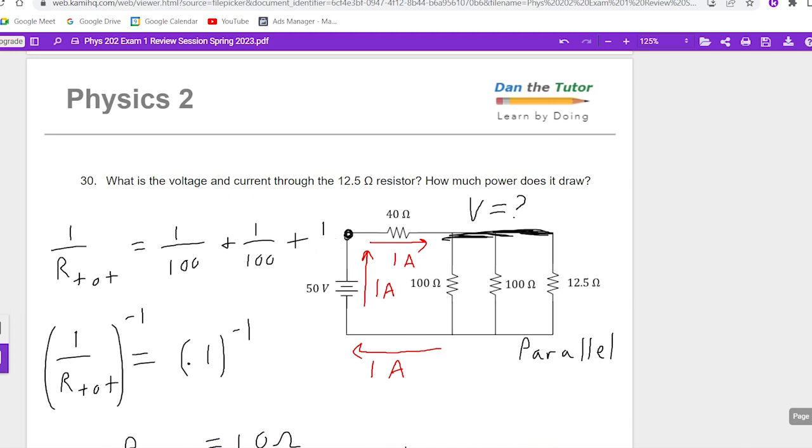The voltage right there where my black dot is, that voltage is 50 volts. And the reason why is because it's connected to the battery. Therefore, this end of the battery is going to be 0 volts. And so I have 50 volts, I have 0 volts. The only thing I don't know is the voltage right there. How can I find the voltage right there? Ohm's law, but for the 40 ohm resistor. I'm going to use Ohm's law just for that 40 ohm resistor.